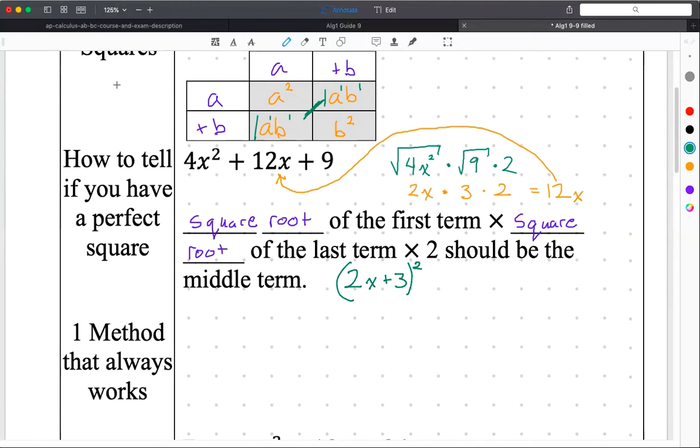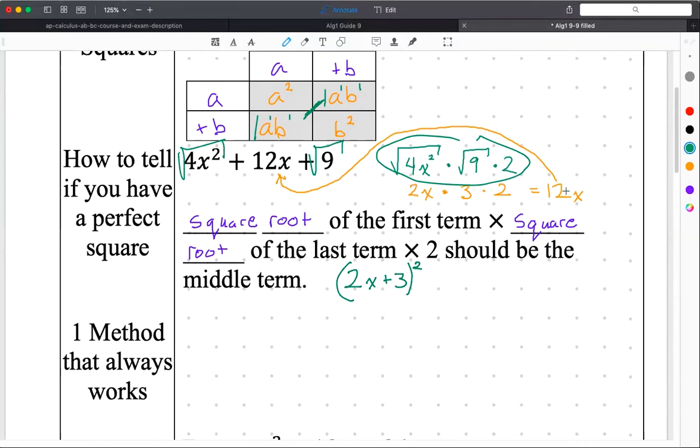The question that we're asking is, how do you know if you have a perfect square? How do you know that this is something I can use a shortcut on? If I take the square root of the first, the square root of the last, and I double those, so that's what I'm doing over here, and if those multiply to the middle term, which it does in this case, then I have a perfect square that I can apply the shortcut to.